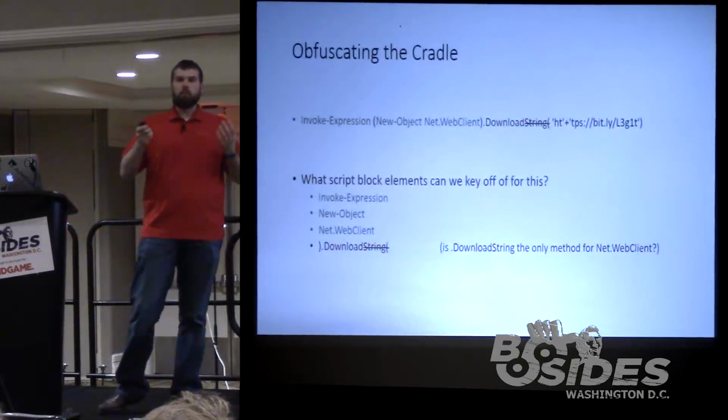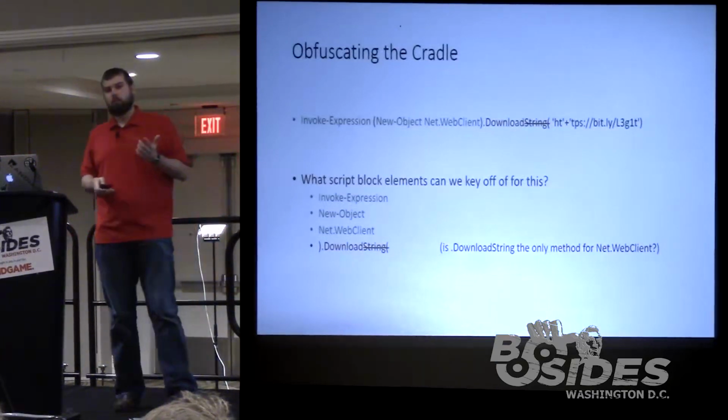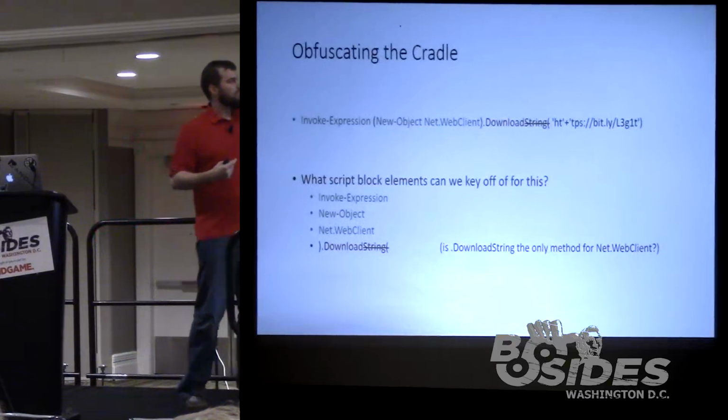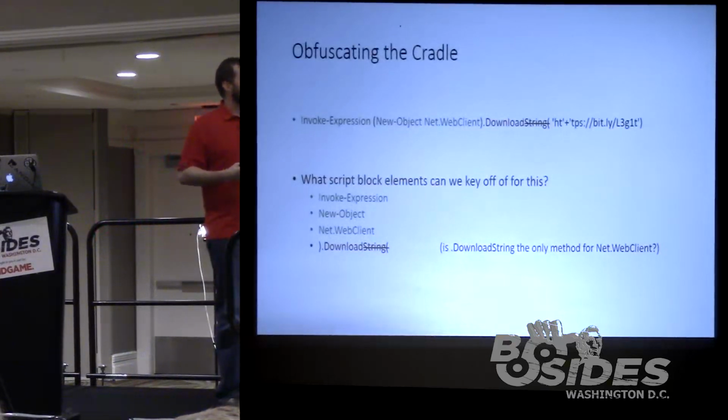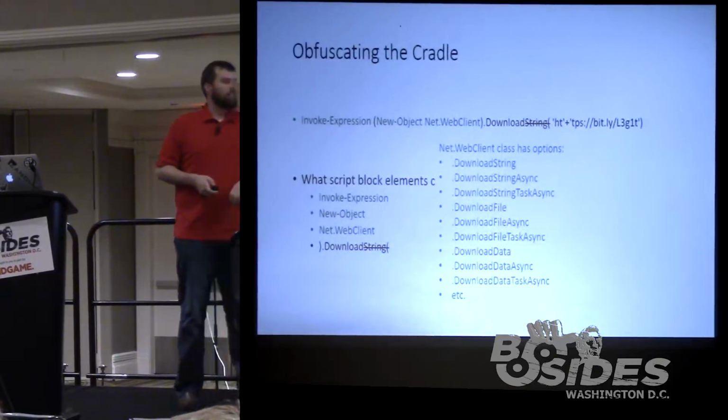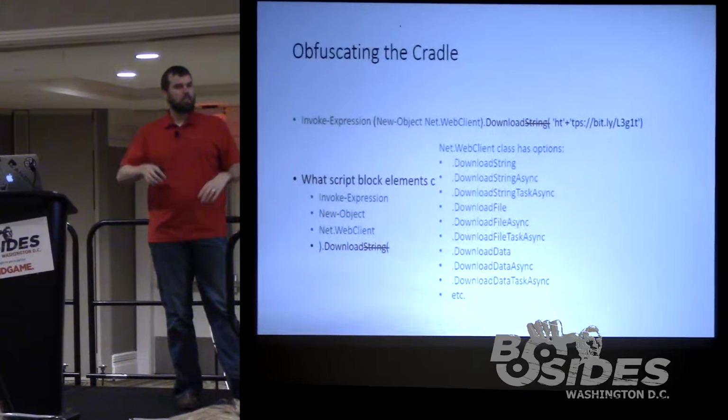Download string. Now, this is the most common method that we see. So download string, let's take a step back. New-Object Net.WebClient is creating a .NET class, the Net.WebClient class, which has many methods. DownloadString is just one of them, but there's quite a few. DownloadString, DownloadFile, and DownloadData are some of the most common ones that we see.